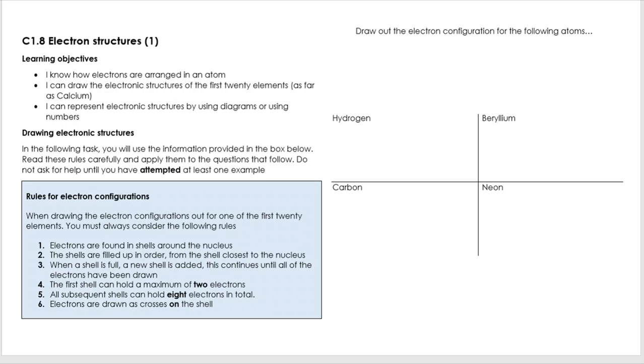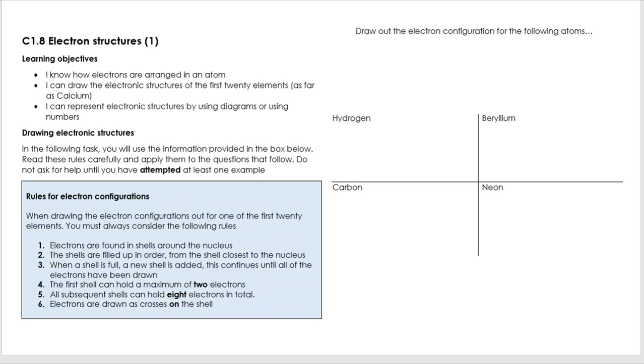And so if we consider calcium as the biggest one that we're ever going to need to draw, that would have 2 in the first shell, 8 in the second shell, 8 in the third shell, and 2 in the fourth shell. And that takes us up to the 20 electrons that we know calcium has because its atomic number is 20, which means it has 20 protons, which means the atom has 20 electrons.